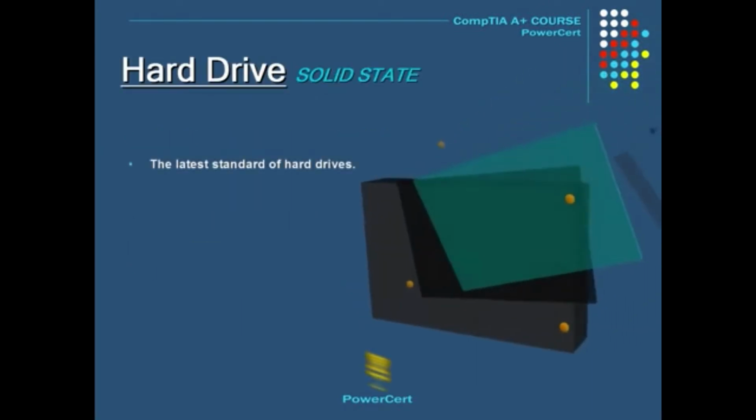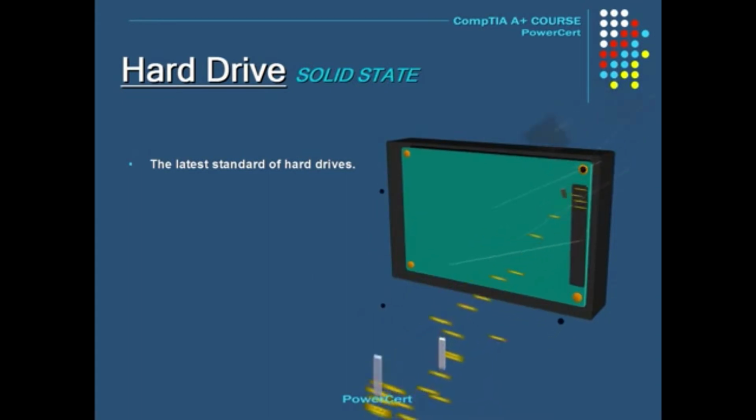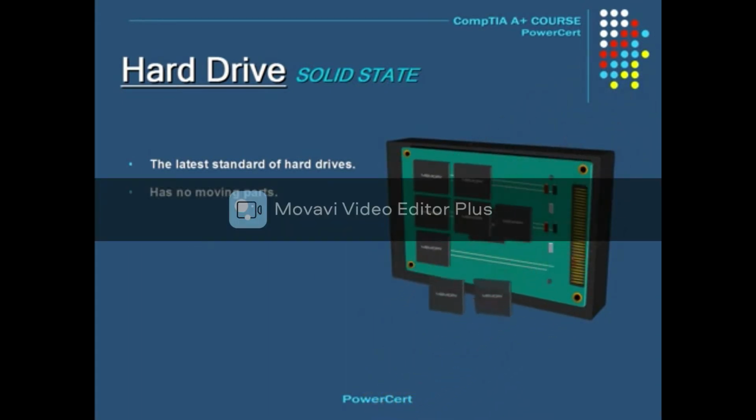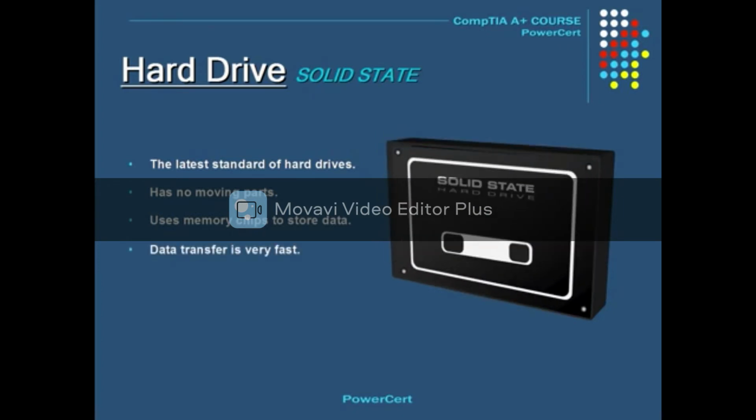And the latest standard of hard drives is solid state. Now these drives have no moving parts. This type of drive uses memory chips to store data. And since it has no moving parts, the data transfer is very fast.